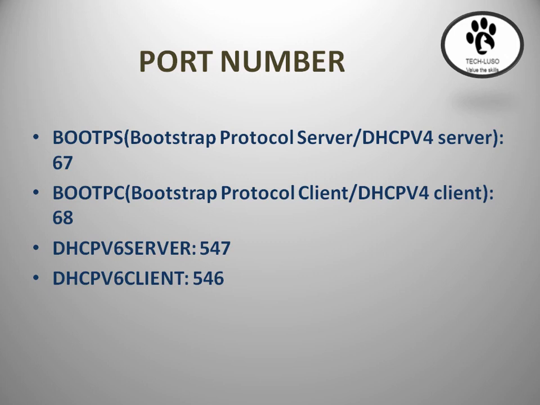In olden days it was called the bootstrap protocol. Next they named it DHCP. So for DHCP IPv4, the port number on the server side is 67 and on the client side is 68. For IPv6, DHCP server is 547 and DHCP client is 546.